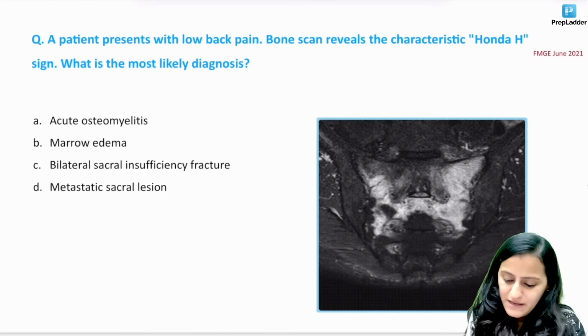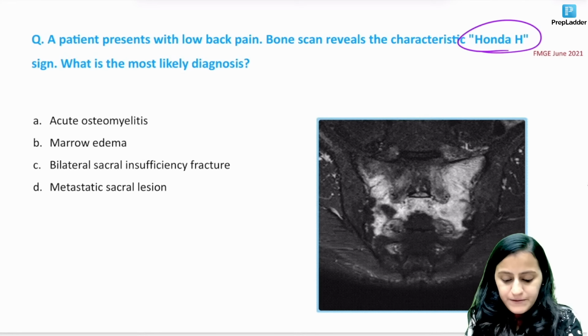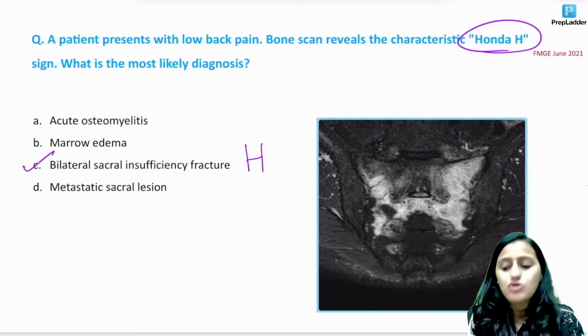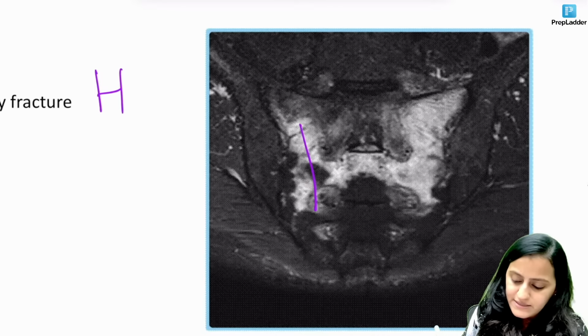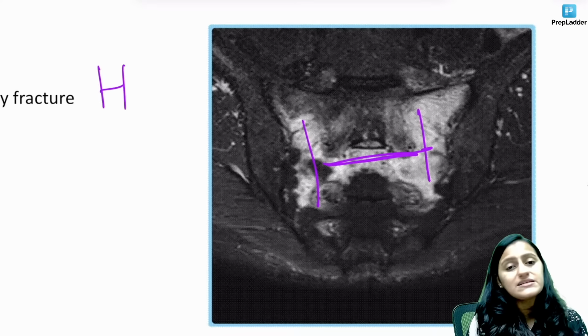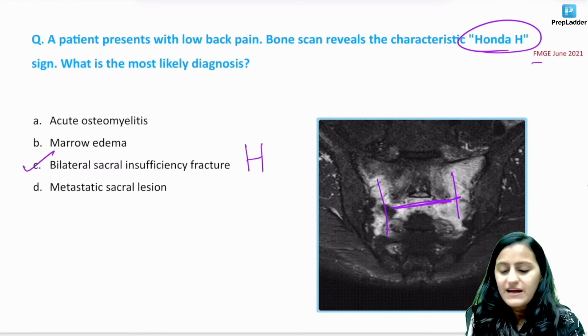Next one, there's a patient who has a Honda sign, H sign. What is that suggestive of? Sacral insufficiency fracture classically has this H Honda sign. It involves the sacrum bilaterally and the connecting bone as well. So remember, the H sign, Honda sign, is seen in sacral insufficiency fracture.